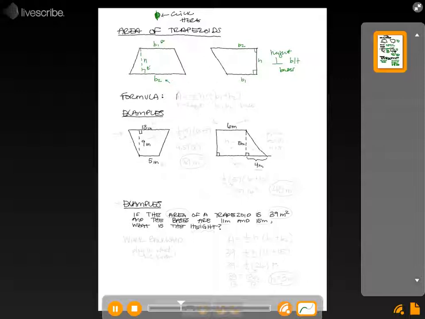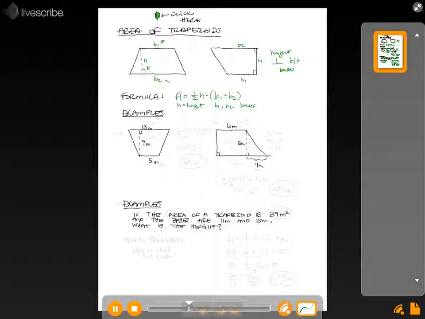Alright, so here's our formula. The area of a trapezoid is 1/2 times the height, and then we add base 1, base 2, and we multiply that times half the height. Okay? I'm going to write underneath here that H stands for the height, B1 and B2 are the bases of your trapezoid. Alright? So it's pretty straightforward.